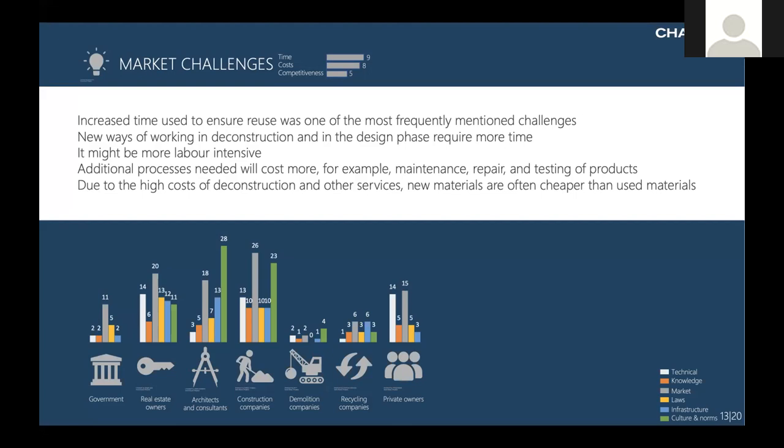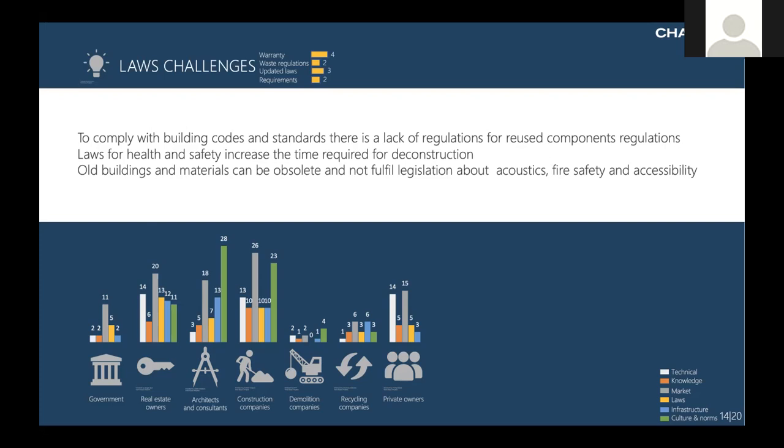If we move on also to the laws challenges, we can talk about warranties, regulations, obsolete materials related to the fact that laws have been updated, and other requirements. One of such examples is that for these materials to comply with building codes and standards, there is actually a lack of regulations for reused components. Also, laws for health and safety have increased throughout time. They are also required for the construction, and old buildings and materials can be obsolete and not fulfill this legislation because they were produced and built 50 years ago or even more before that.